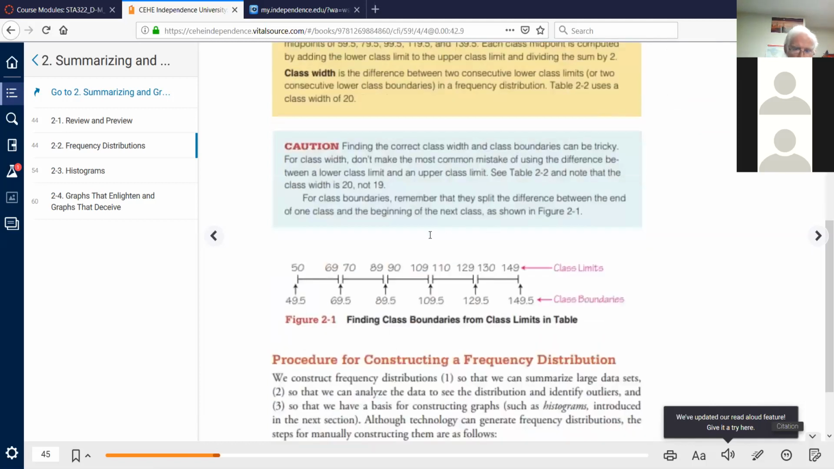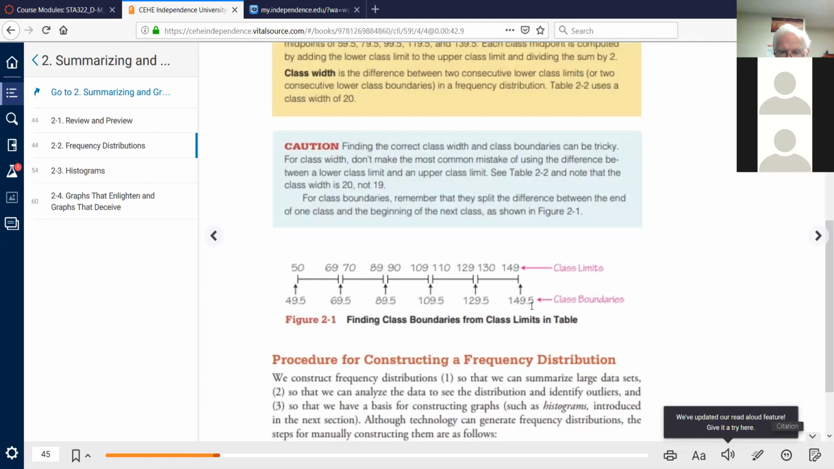Finding the correct class width can be tricky, and we need to remember that this is the way we can graph it out. The first class starts at 50, ends at 69. The next class starts at 70. So there's a gap of 1. So the boundary is midway between these 2 points. So it's one way of looking at going out.